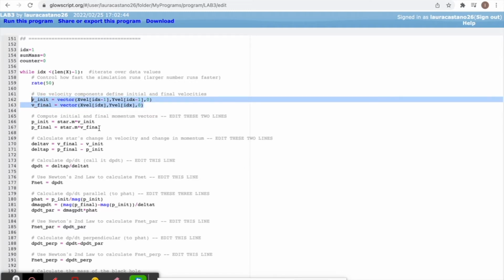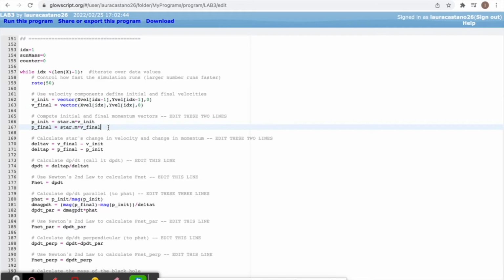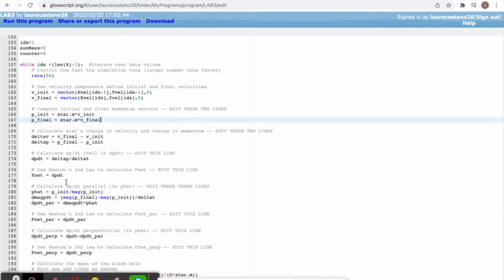Then I calculated the initial and final momentum vectors, and then calculated the change in velocity and the change in momentum to finally calculate dp/dt, which is delta p over delta t. And because dp/dt is equal to F net, I added this here to include Newton's second law.